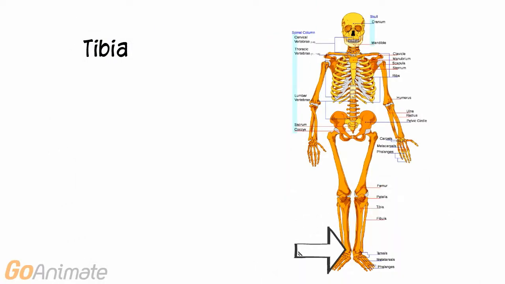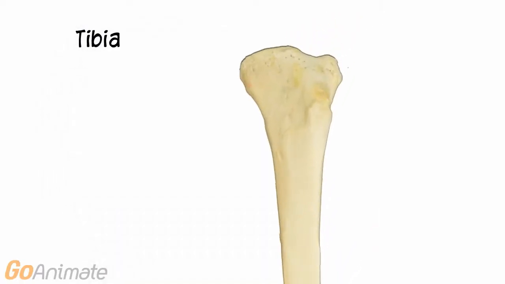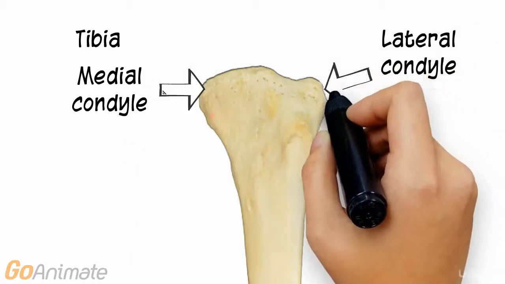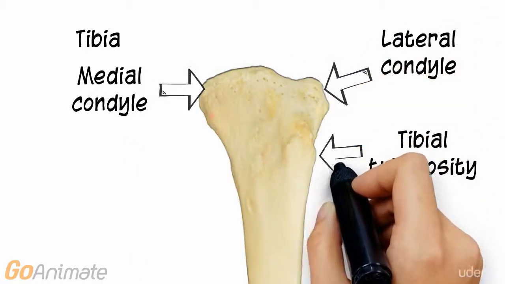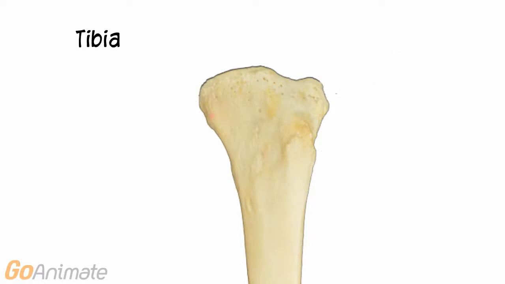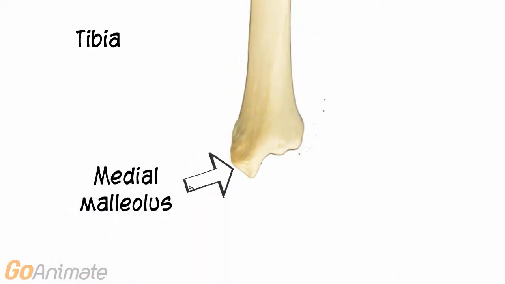Let's look at the tibia. The proximal tibia also contains condyles, so there are medial and lateral condyles. The front of the tibia contains a process called the tibial tuberosity. The distal portion of the tibia contains the medial malleolus.